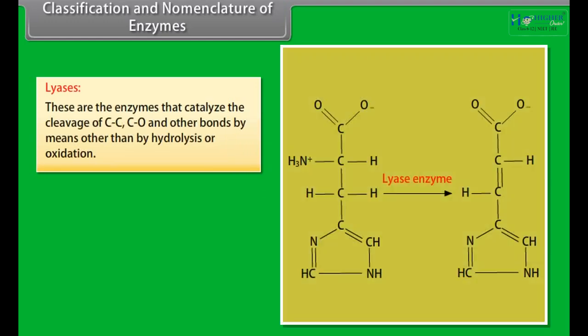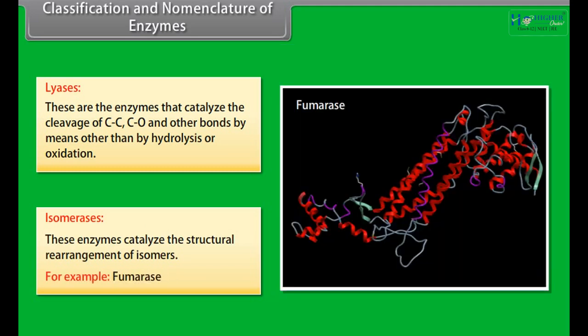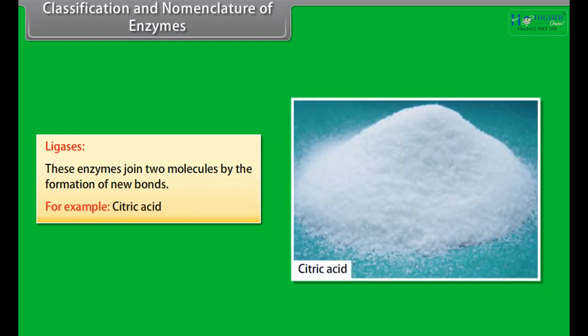Classification and nomenclature of enzymes. Lyases. These are the enzymes that catalyze the cleavage of C-C, C-O and other bonds by means other than by hydrolysis or oxidation. Isomerases. These enzymes catalyze the structural rearrangement of isomers. For example, fumarase. Ligases. These enzymes join two molecules by the formation of new bonds. For example, citric acid.